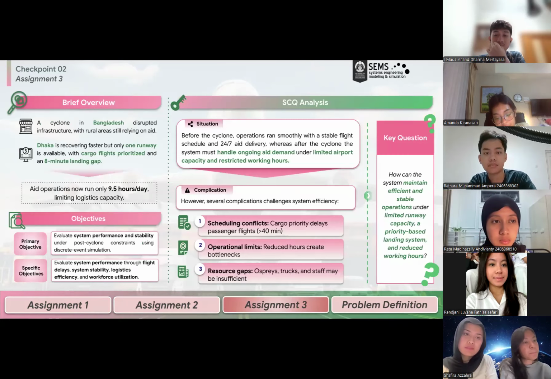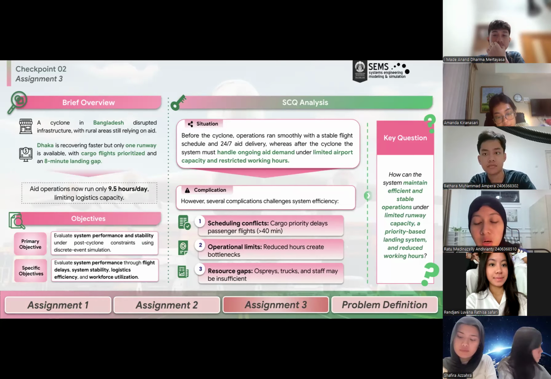For assignment 3, the key question is how we can determine a system of efficient and stable operations with limited runway capacity, and how we can reduce the working hours.